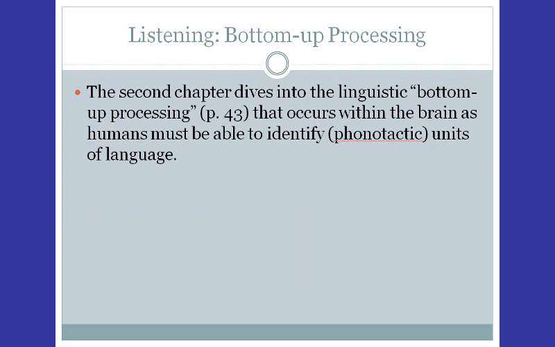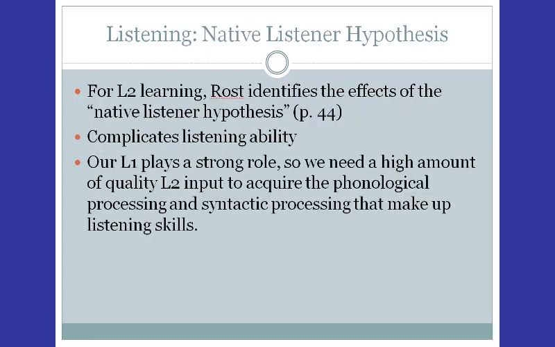So this is explored in chapter 2, and Rost identifies it as linguistic bottom-up processing, which occurs in the human brain, and which humans need to be able to identify. And he calls it phonotactic units of language. And then, as you probably know, there's the native listener hypothesis, which shows that we learn our first language, and our first language plays a strong role. So we need a high amount of quality second language input in order to acquire the phonological processing and syntactic processing to make up listening skills.